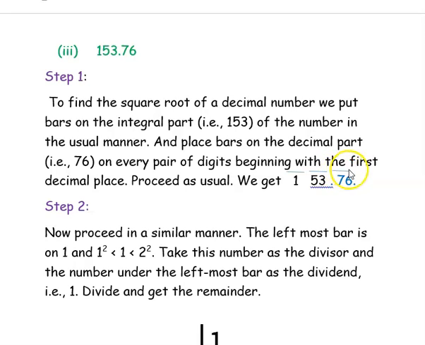Now I am going to consider the decimal part. For placing bars on the decimal part, we have to start from the number next to the decimal, that is in the tenths place. So I have paired this number in the tenths place, that is 7, and the next number 6, and I have placed a bar over this number. So this is our first step.